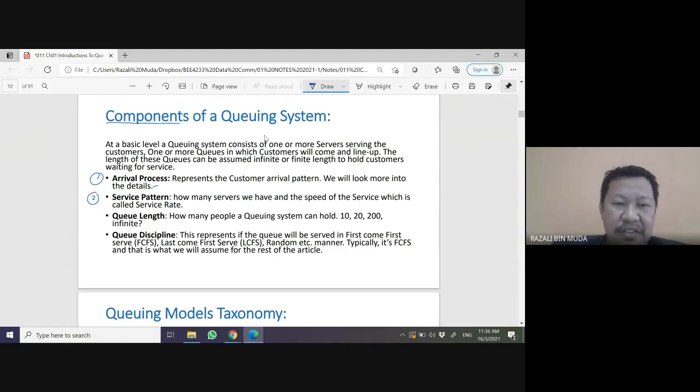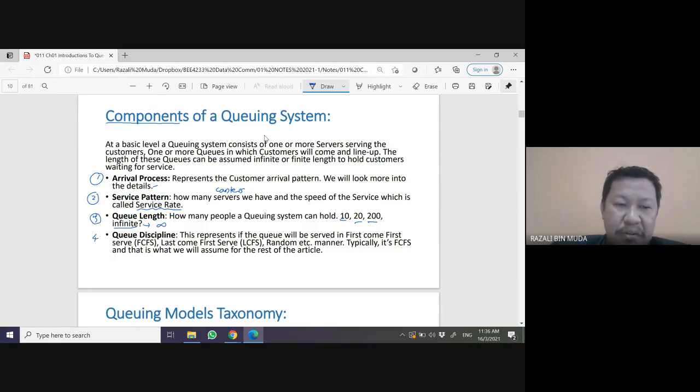Second is the service pattern: how many servers or how many counters, for example, we have, and the speed of the service, which is called the service rate. Component number 3 is queue length, how many people a queue system can hold. It can be finite, 10, 20, 200, or infinite.